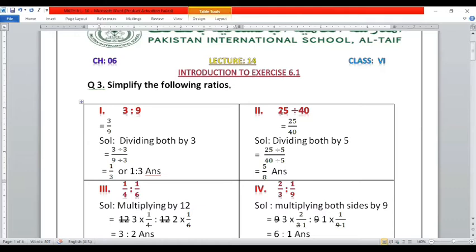Students, in part number 2, that is 25 divided by 40, I first keep it with the given value in fraction form, 25 over 40. Now I imagine which same number can divide 25 as well as 40. So we can divide the given values by 5. 5 can divide 25 five times, and 5 can divide 40 eight times. So I write 25 divided by 5, 40 divided by 5. Here the answer is 5 over 8, or we can say 5 ratio 8. That is the answer.